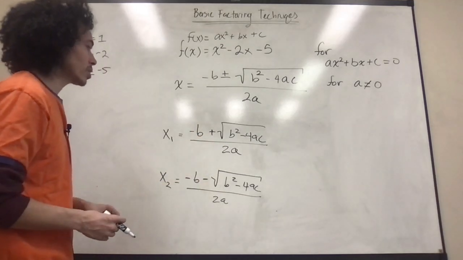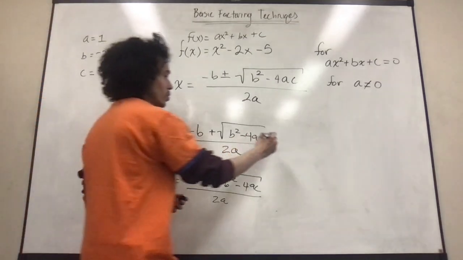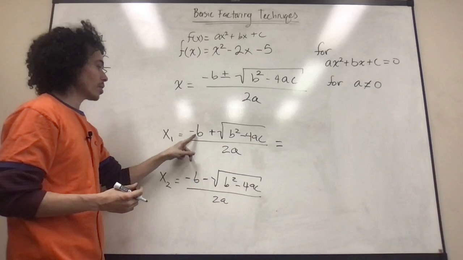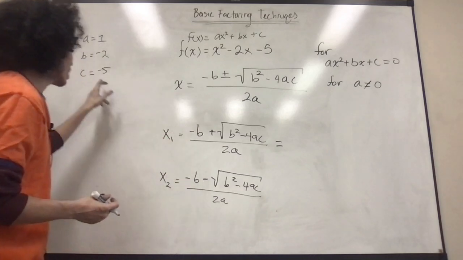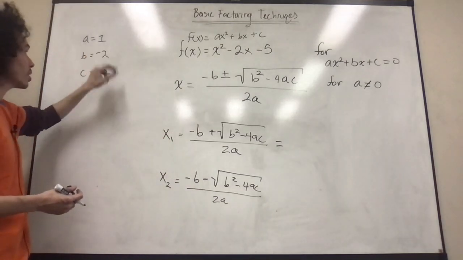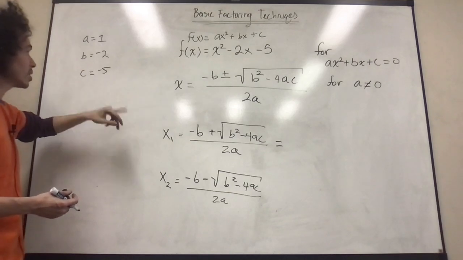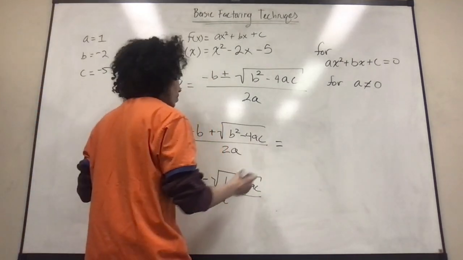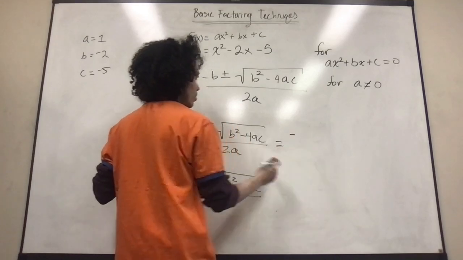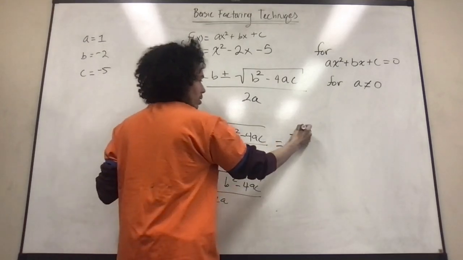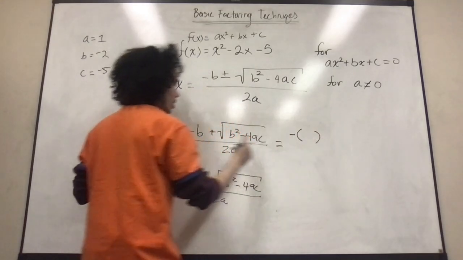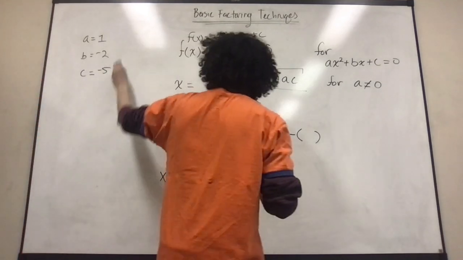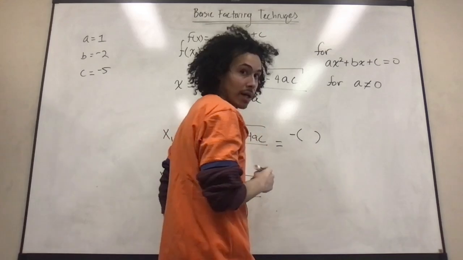So now we start substituting our variables for what they actually mean. A is equal to 1, B is equal to negative 2, and C is equal to negative 5. So let's do that. We're going to start out with this negative there. We're going to preserve it. And we're going to do parentheses for B. So we're going to now put B is equal to negative 2.